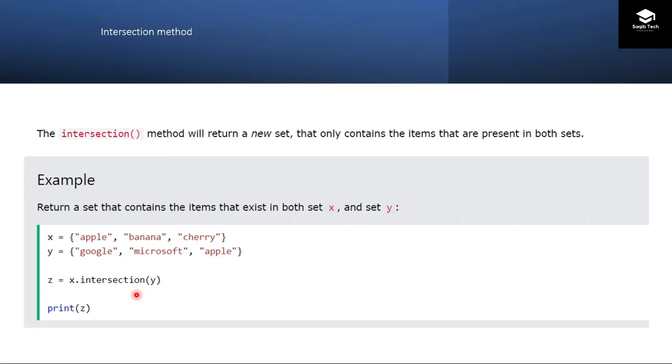Another method is the intersection method. It will return a new set that contains the items that are present in both sets. This is also an intersection, like intersection_update. What I am doing is writing X and Y, and I am writing x.intersection(y). It will find the common elements in both sets and store the result in Z.